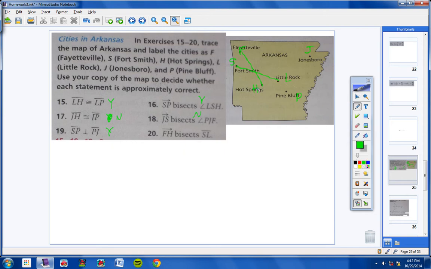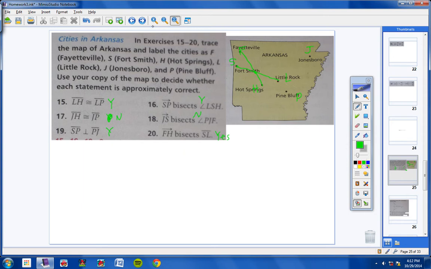in order for FH to bisect SL, it doesn't have to be perpendicular. It just has to go right through the midpoint of SL. And that looks really close to the midpoint to me. Okay? So I am going to say yes. Now, you might feel differently about that, but to me, that looks like FH is passing through the midpoint. That's my opinion. Okay, so yes.